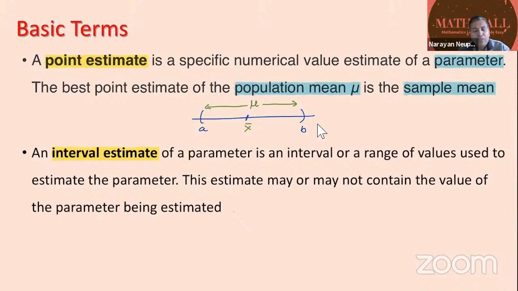Now this interval from A through B, the big interval that I have shown here, is called the interval estimate. So when we say an interval estimate of a parameter, it is the interval or range of values from A to B, the range of values used to estimate the parameter. This estimate may or may not contain the value of the parameter that is being estimated. So in order to tell that it actually contains the parameter, we have to be a certain percent confident on that. That's why the name confidence interval.